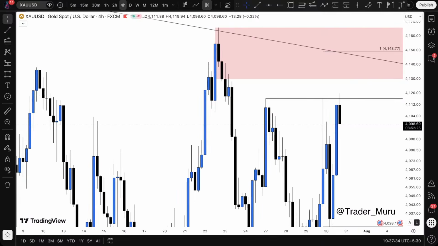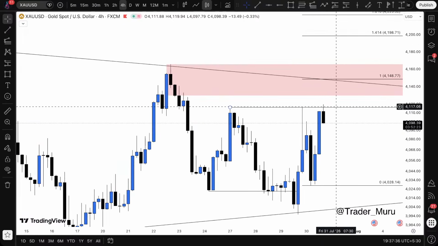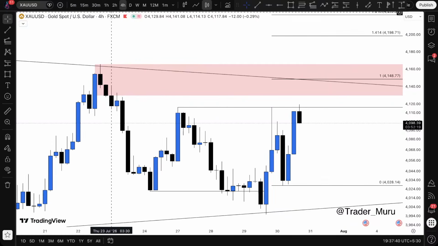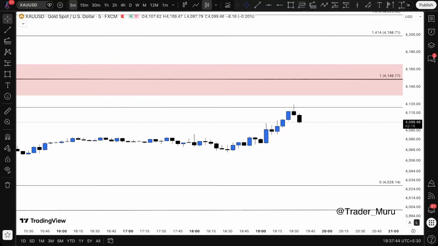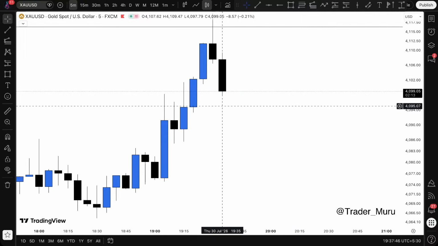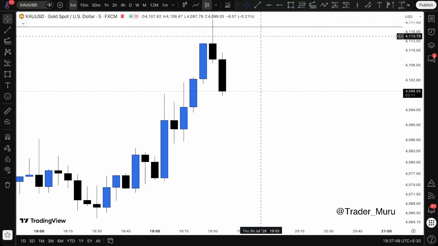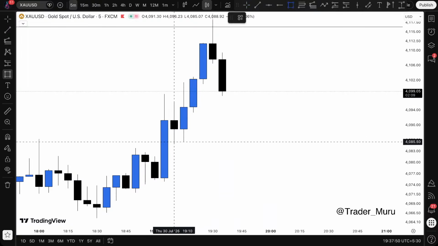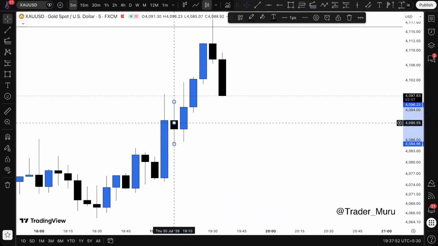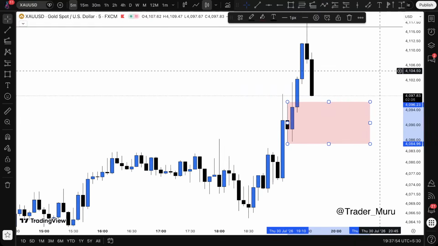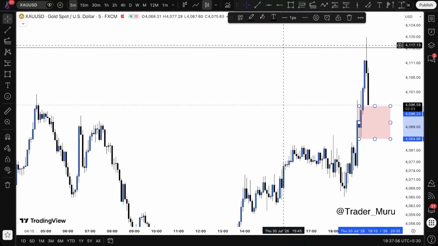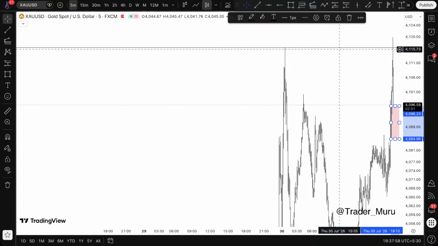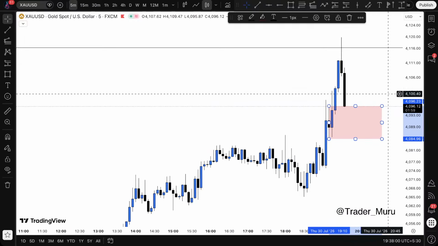Any scalp entry for buying? Price is rejecting from 4,119. So if 4,100 to 4,095 can be a buy zone. This area can give you a scalp bounce, but highly risky. As we have taken 4-hour liquidity, I'm still watching for short only.